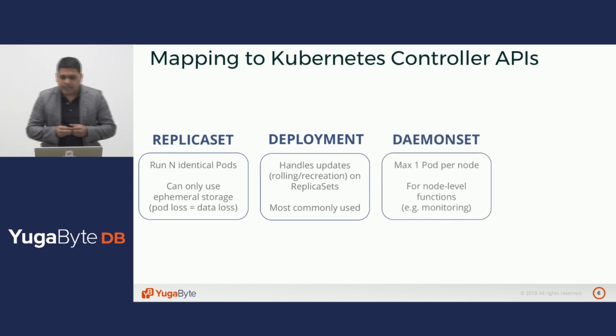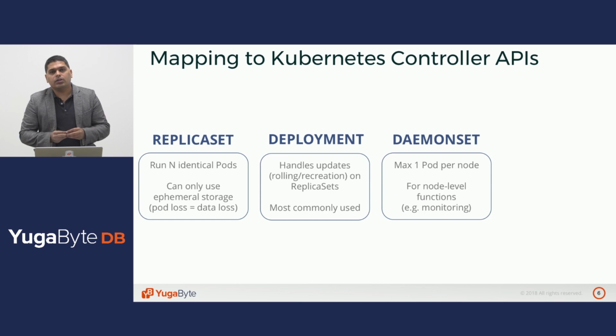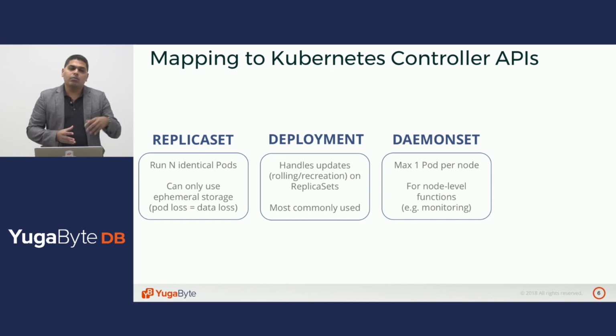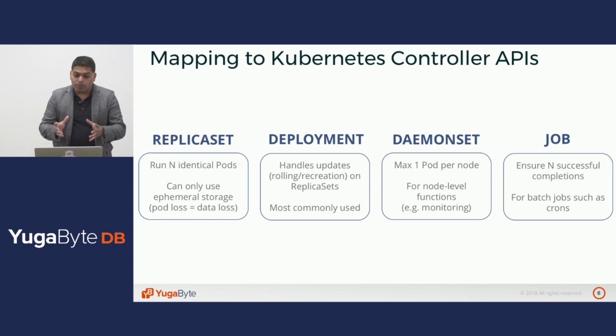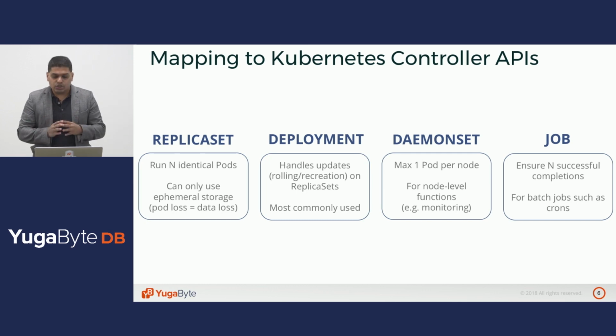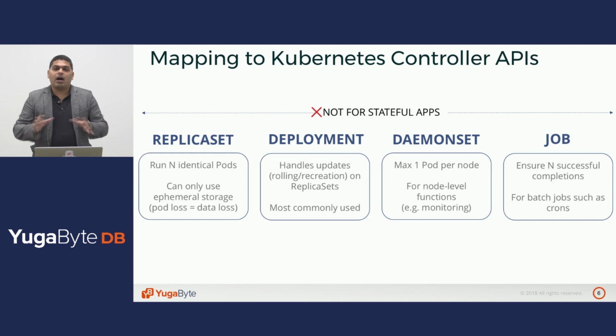DaemonSet is the third kind. It's a maximum of 1 per node. We usually use that for node-level functions like infrastructure monitoring, using your New Relic agent and so on. Last but not least is the Job controller API, which simply ensures that you have n successful completions. That's the contract between the deployer and Kubernetes. It's good for batch jobs like crons. Now, none of them are ideal for the kind of stateful application that we saw in the context of YugabyteDB, where we need ordered operations, stable network identities, and persistent volumes.